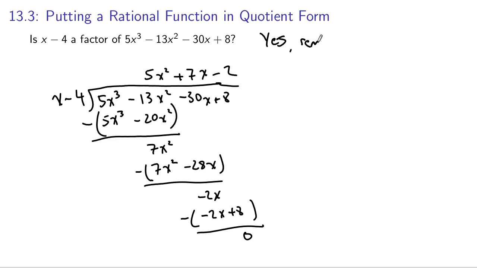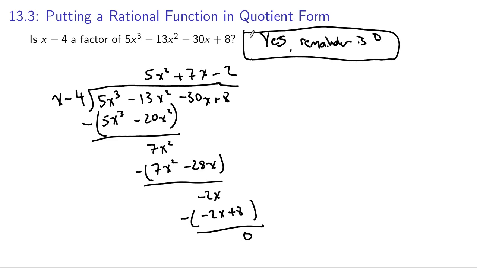Yes, the remainder is 0. So we found that basically 4 is a 0 of our polynomial. So if we put 4 in here, we would get 0 out. But we didn't do it by trying to put 4 in. We did it by doing this division and seeing what the remainder was.